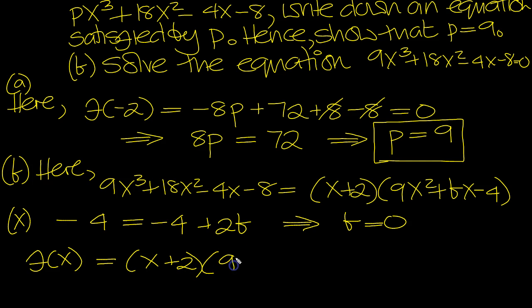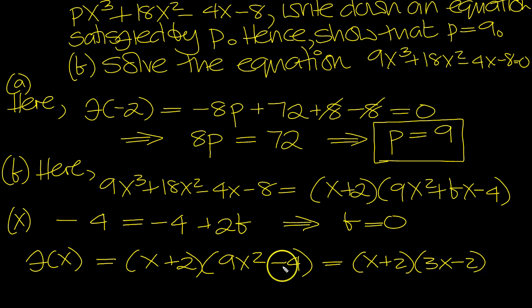So f of x then is equal to x plus 2. And then we've got 9x squared, the b was 0, minus 4. This is the difference between two squares. So this would be x plus 2. And it would be 3x minus 2, wouldn't it? And 3x plus 2.